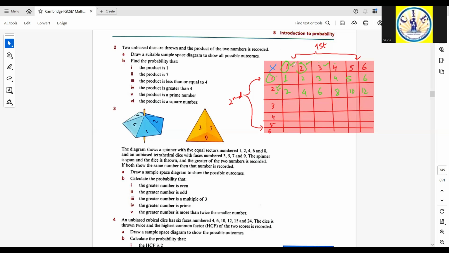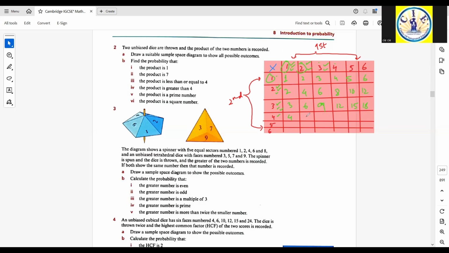Then 1 from the first and 3 from the second. So 1 times 3 is 3. 2 from first, 3 from second, 2 threes are 6. Then 3 and 3, 9, and 4 times 3 is 12, 5 times 3 is 15, and 18.